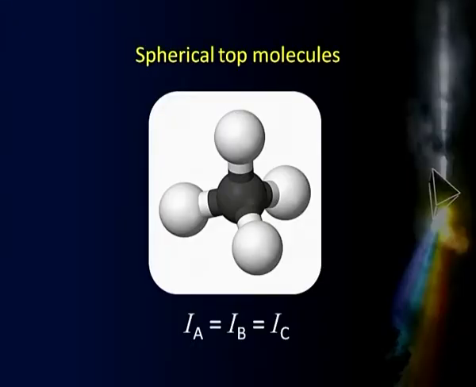If I move further, a molecule like methane is highly symmetric. So, irrespective of which direction I look at, say along the A axis, B axis or C axis, I will find the moments of inertia are going to be equal. Such a symmetric molecule is called a spherical top molecule.